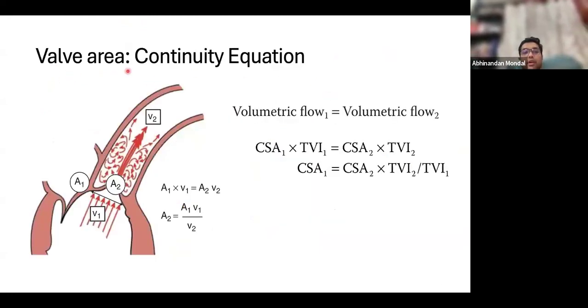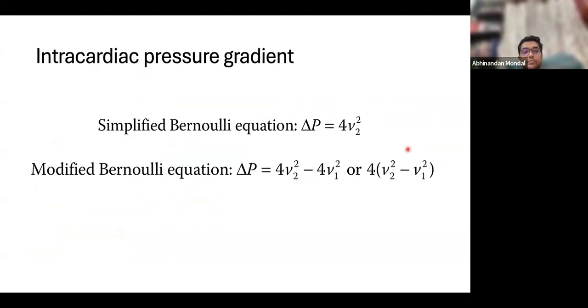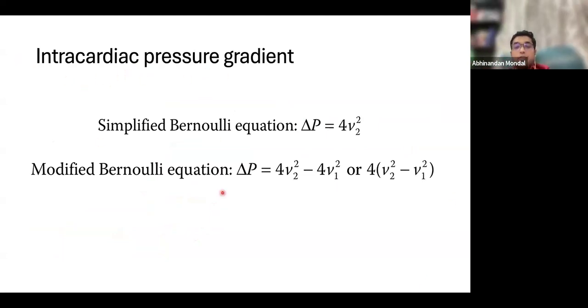So how is the valve area calculated? The continuity equation I have already discussed. That is A1 into V1 is equal to A2 into V2. So if you want A2, it will be A1 into V1 divided by V2. You can take V1 as the Vmax, or you can take the entire VTI. Whatever you take, it will be almost similar.